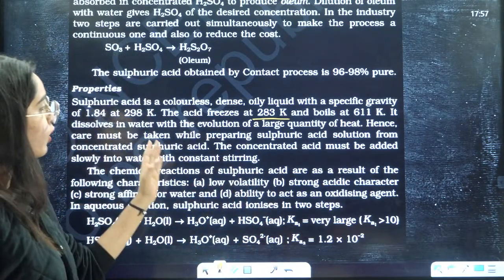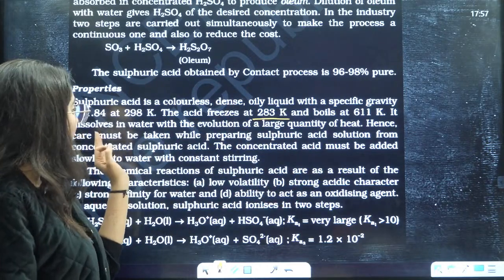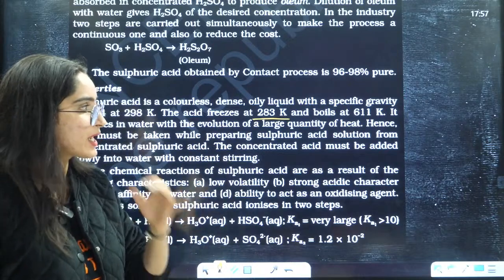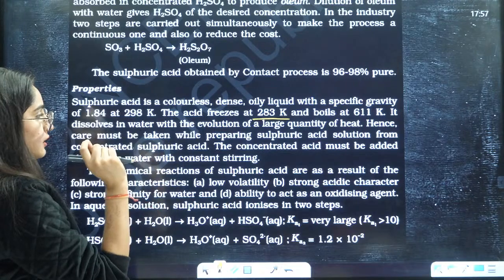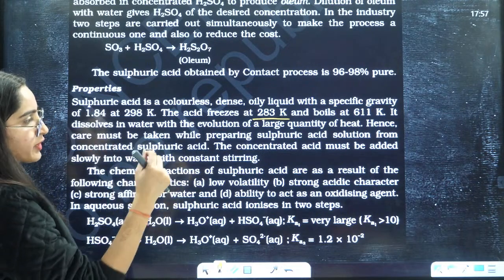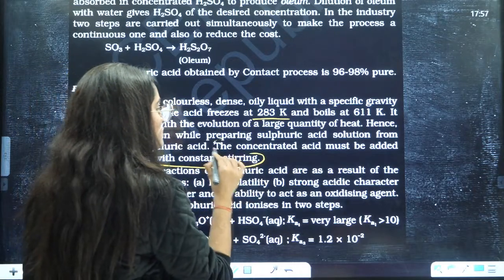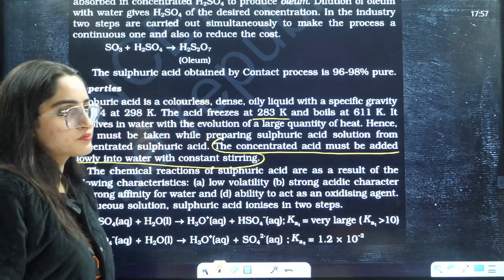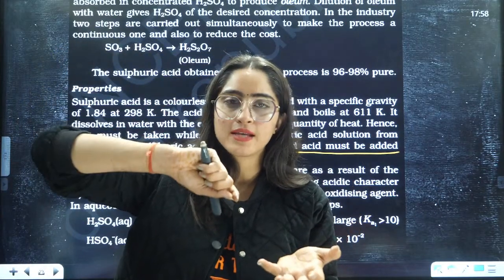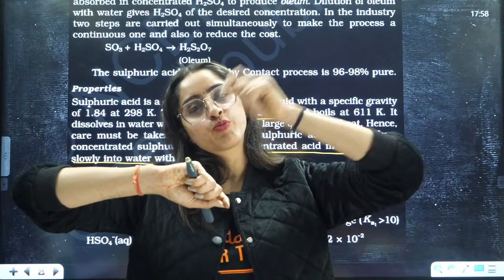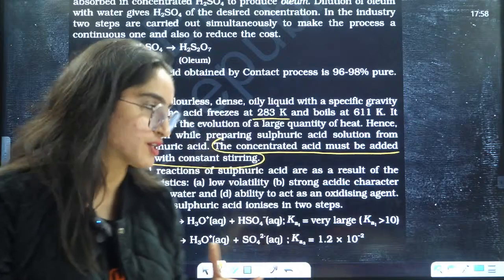It dissolves in water with the evolution of a large quantity of heat, and hence care must be taken while preparing sulfuric acid solution from concentrated acid, right? Now, whenever you are preparing the dilute sulfuric acid, the concentrated acid must be added slowly into the water while stirring. You should never add water into the sulfuric acid. Always sulfuric acid should be added to the water. Reason being, it's very, very explosive in nature, right?